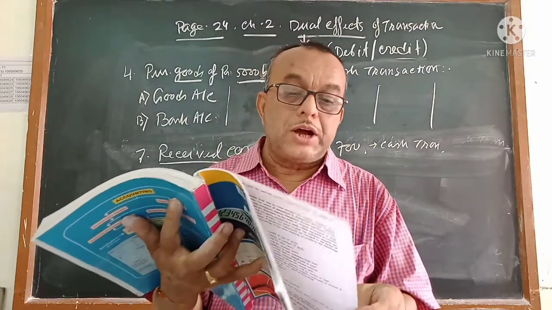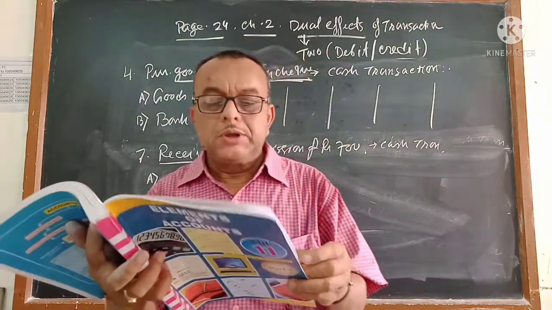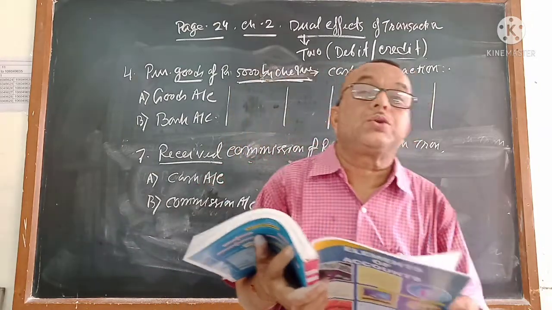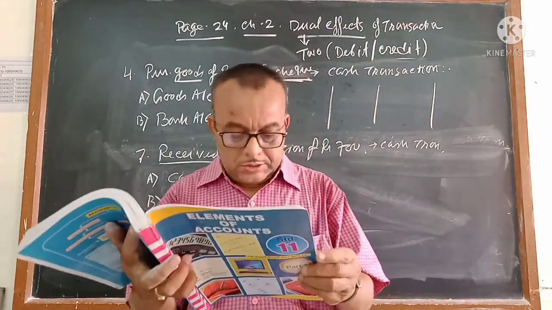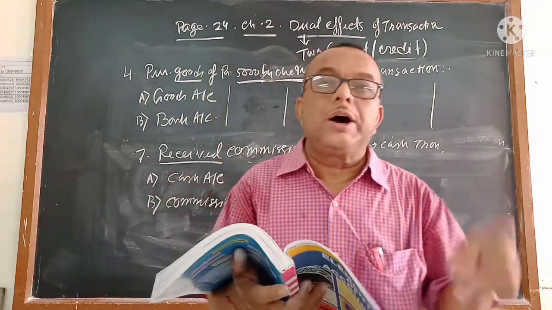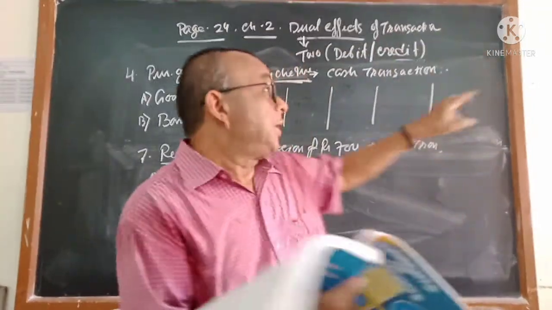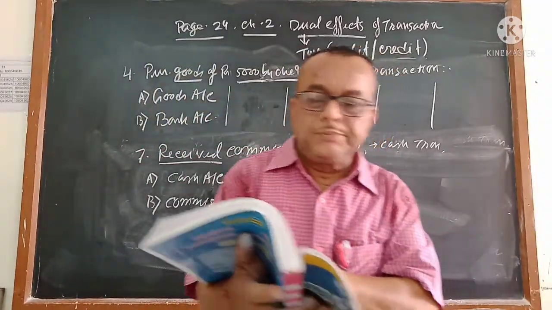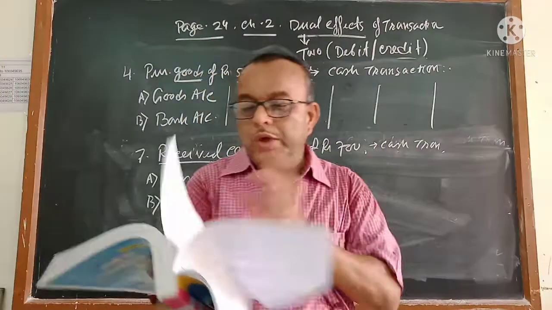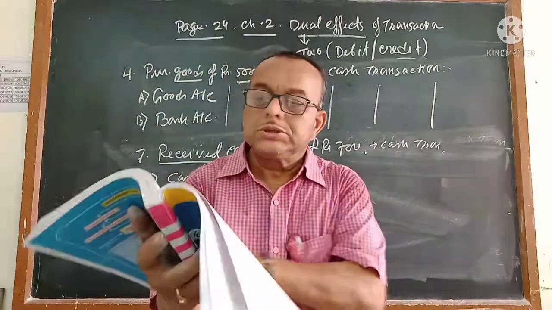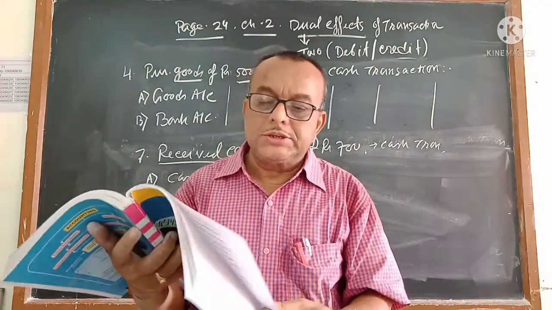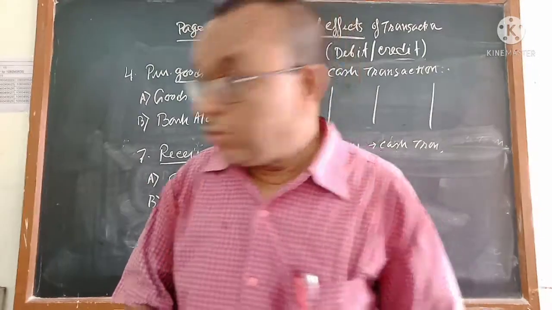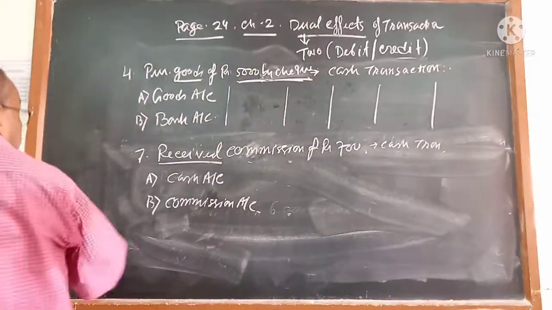Now the homework which I want to give you, whatever is given on page number 30, you will do that way, the way I told you. Illustration 3, page 30, you will try to find out the first and second step. First step is cash transaction or credit transaction, and second step is how to find out the two effects. And the exercise in this chapter, I want to write the homework here.